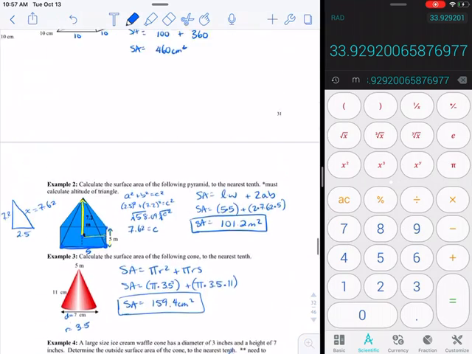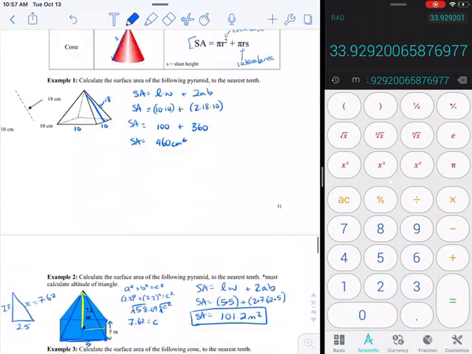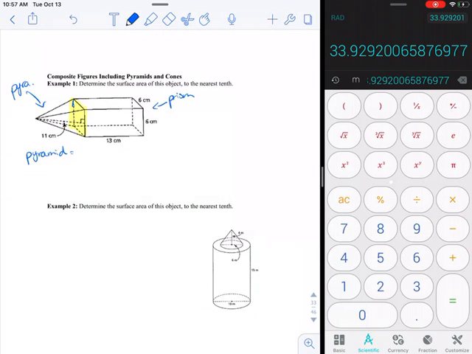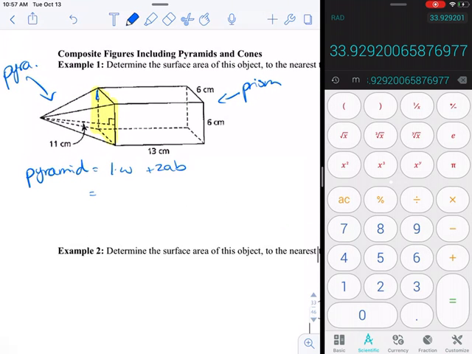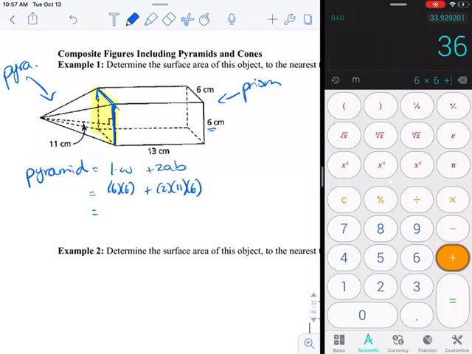If you go back to the pyramid formula, length times width plus 2ab. So we need to figure out this distance. Well, if you look over here, it's 6, and that's also 6. So the length times the width is 6 times 6 plus 2, and the altitude is given as 11. We don't need to use the Pythagorean theorem, times the base, which is 6. So let's calculate all that. That's 168 centimeters squared.